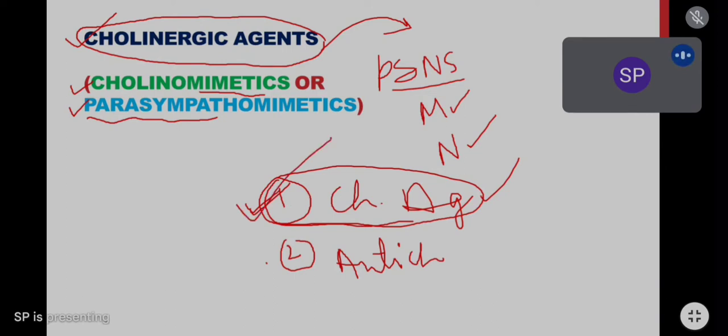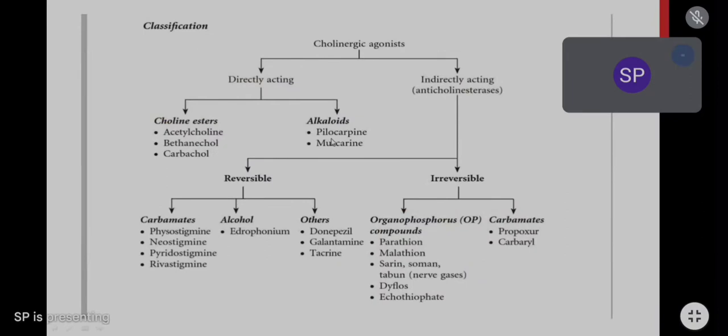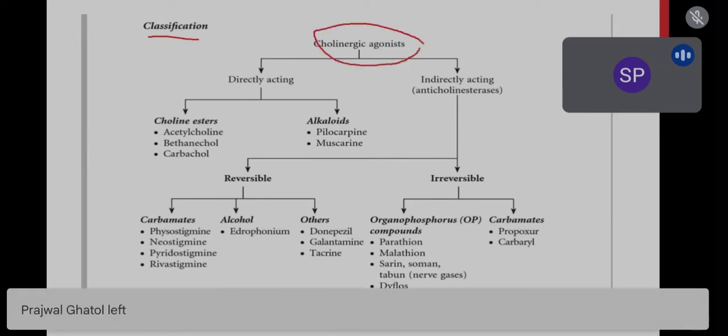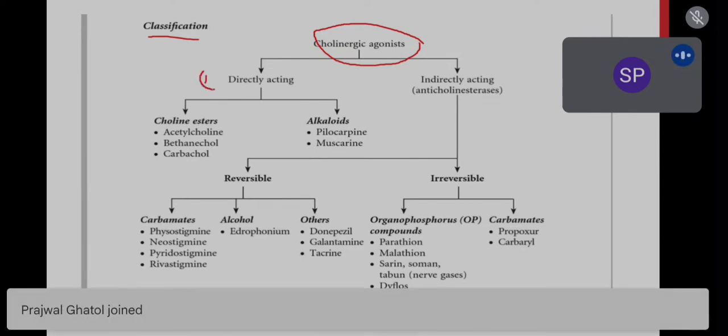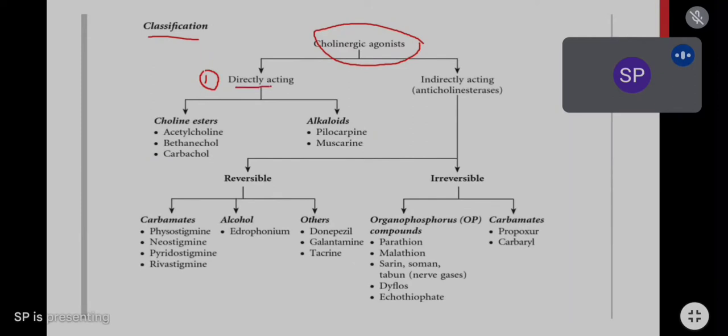Clear? Now see. Before understanding the cholinergic agonists, let us first understand the classification of cholinergic agonist drugs or cholinomimetic drugs. This classification is very easy to understand. In the cholinergic agonist classification, we mainly have two types of drugs. Number one, drugs which are acting directly, simply called directly acting drugs. Pay attention, everyone. And second, we have indirectly acting drugs. So what is the meaning of directly acting cholinergic agonist and indirectly acting cholinergic agonist?